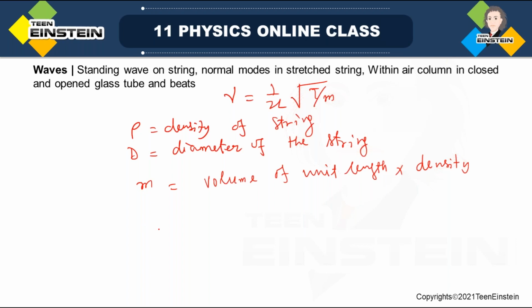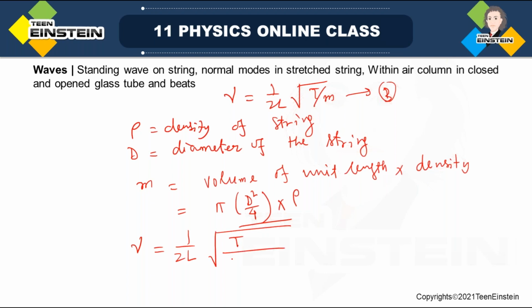Okay, so this could be written as pi d square by 4 into rho. So if we put this here, suppose this is equation number 1, equation 2, and this is equation number 3. So nu here will have 1 by 2L, T will be there, and here in place of M we can write d square by 4 into rho.